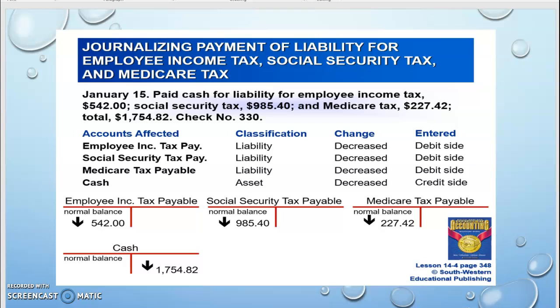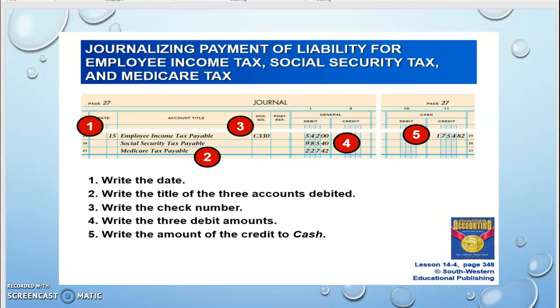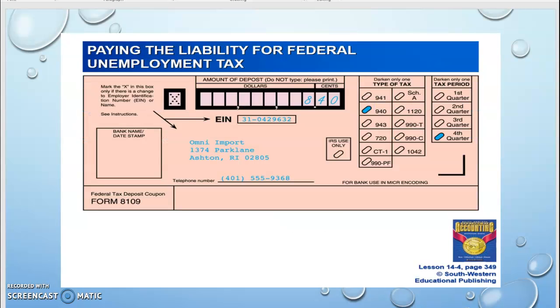The journal transaction reads like this. January 15th, we paid cash for liability for employee income tax. We paid cash for our income tax, $542. Social Security was $985 and Medicare $227 for a total of $1,754.82. That's how much the total was that got sent in taxes. Here's how the transaction looks in the journal. There are 3 debits: employee income tax, Social Security tax, Medicare tax, and then 1 credit to cash. Okay?